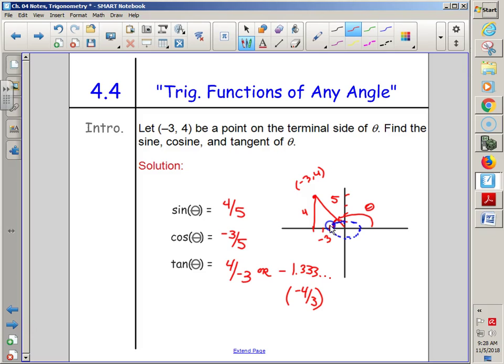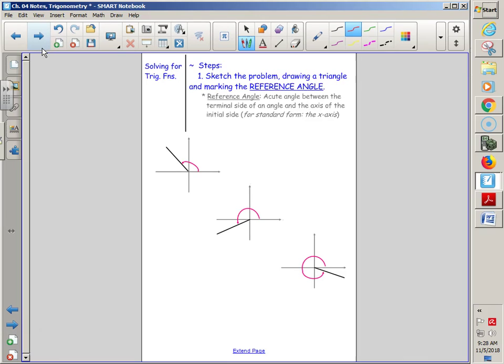Now, could you do HPrecalc? Yeah, what would cosecant be? Good. What would secant be? Negative 5/3. And what would cotangent be? Negative 3/4. So we could do HPrecalc, but they didn't ask for it. So if they give you a point, now this one's kind of hard, but graph the point and then make a triangle, and you're good, you're golden, you're ready to go.